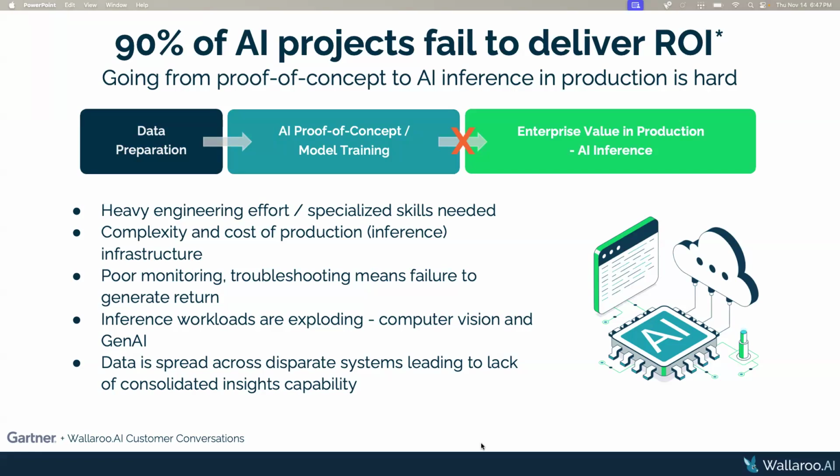Some of it is the complexity and cost of production inference. Folks have a hard time right-sizing their hardware to the needs of their application. Another is poor monitoring and troubleshooting, really understanding how your models are working. And so those are the three themes we're going to talk about a lot today.